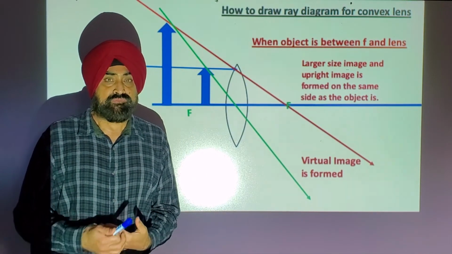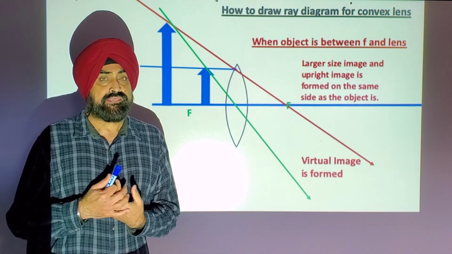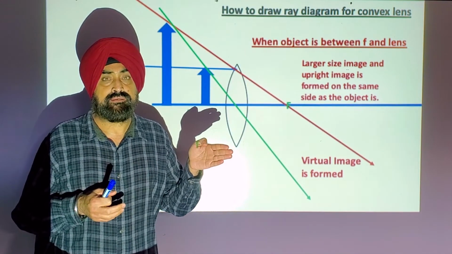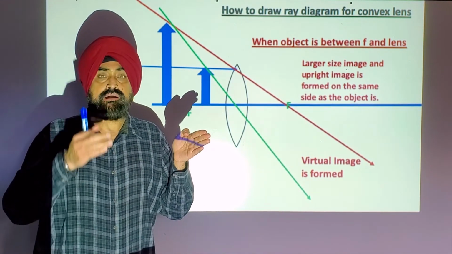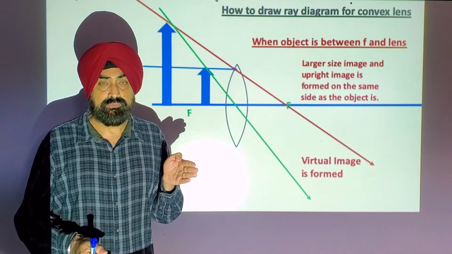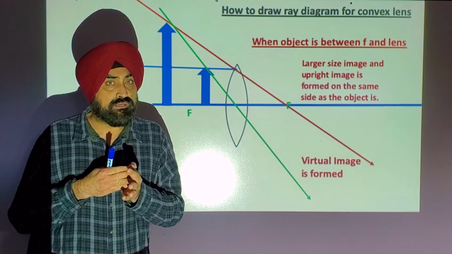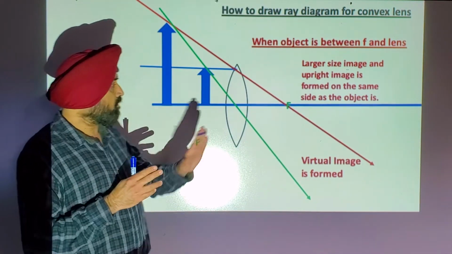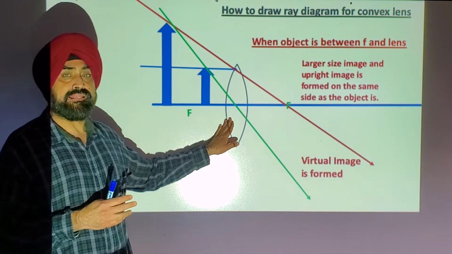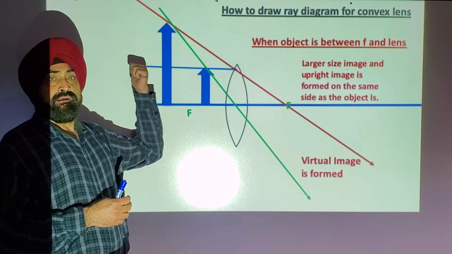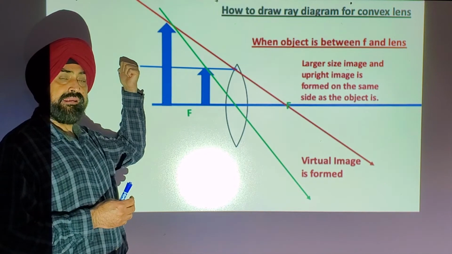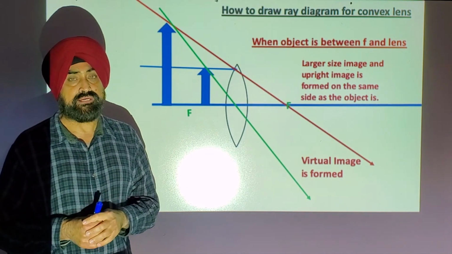So see, in a convex lens, if the object is placed beyond the focal length, a real upside down image will be formed. If it is at the focal point, no image will be formed. But if it is between the focal point and the lens, a virtual image is formed, upright and on the same side where the object is.